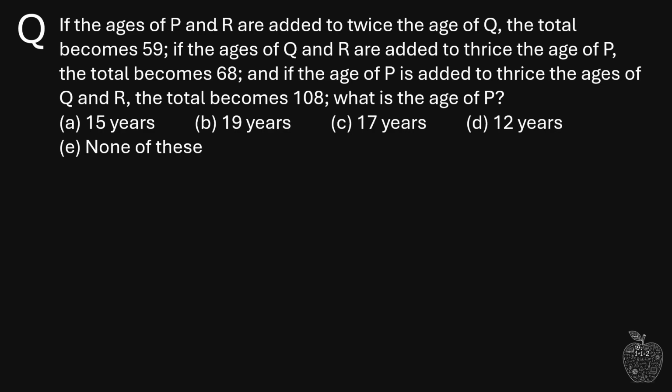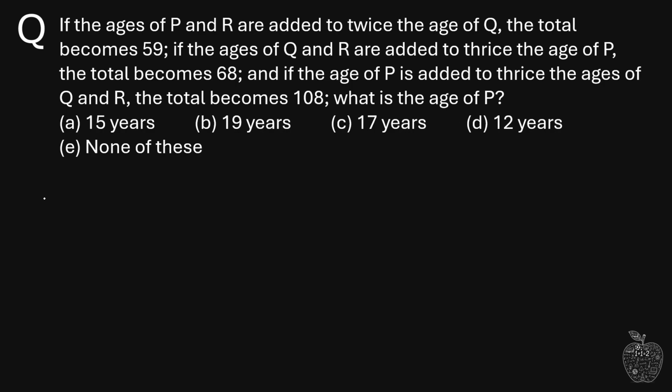If the ages of P and R are added to twice the age of Q, the total becomes 59. If the ages of Q and R are added to thrice the age of P, the total becomes 68. And if the age of P is added to thrice the ages of Q and R, the total becomes 108. What is the age of P?